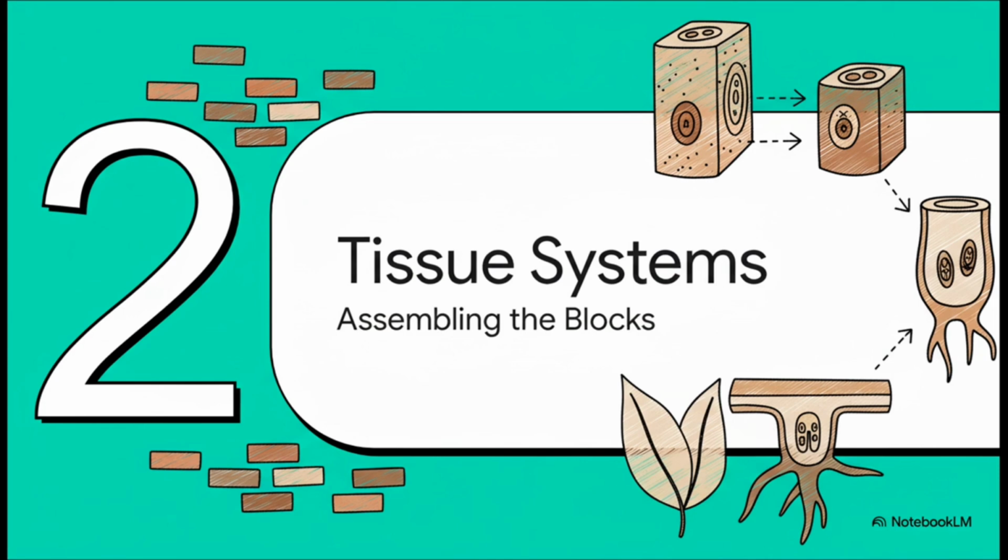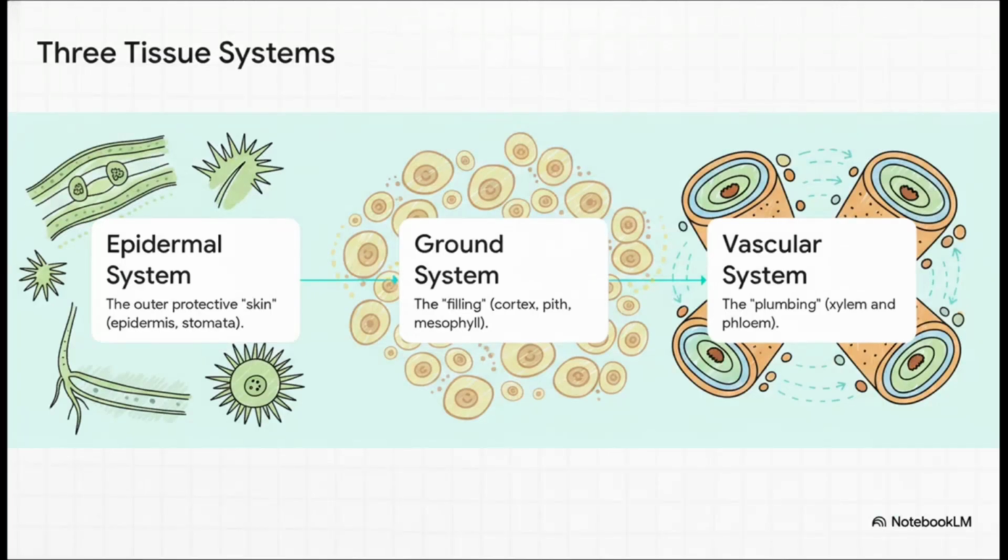Now it's time to zoom out and look at the blueprint for the whole building. We're moving on from individual tissues to tissue systems, which is how these tissues are grouped together to form large-scale functional units inside the plant. And honestly, it's pretty straightforward. There are only 3 main tissue systems.